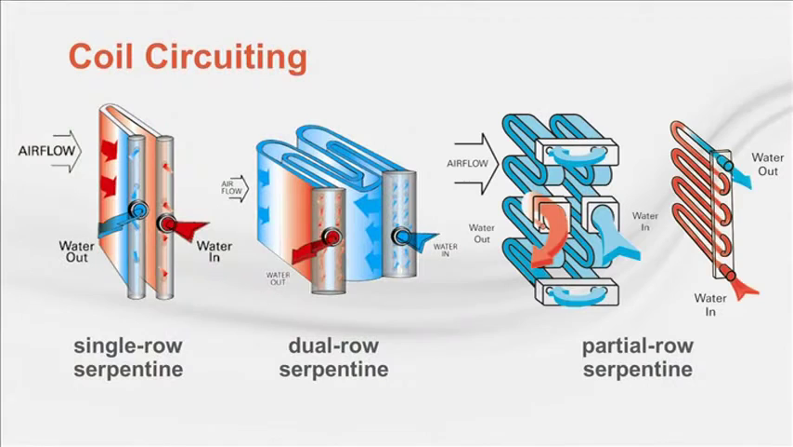These last two are examples of partial row serpentine circuiting, also known as fractional circuiting. Here you can see that only some of the tubes in the coil row are fed, which allows for increased water velocity. We typically see this design used more for heating coils. Changing the circuiting can drastically change water velocity and the heat transfer characteristics of the coil. Tailoring the coil geometry to achieve a desired water velocity can help minimize the negative impacts of either too high or too low of a velocity.